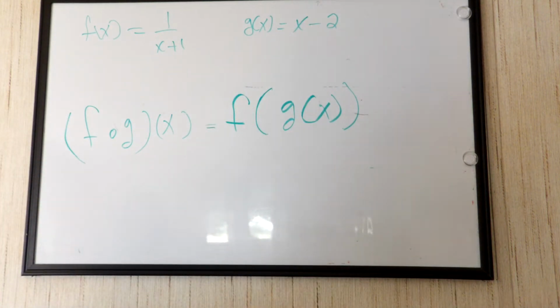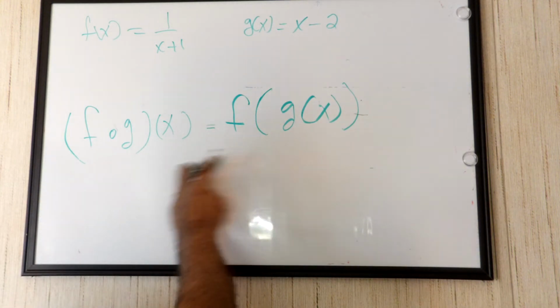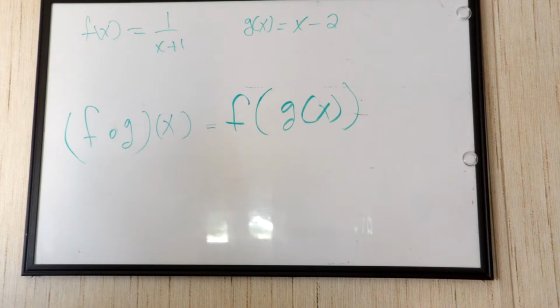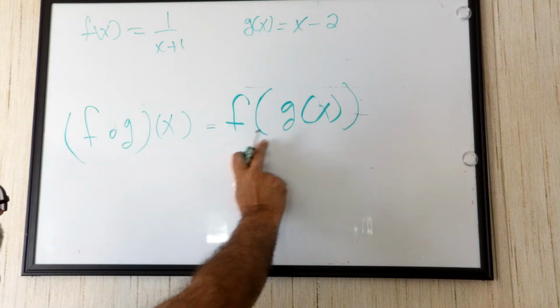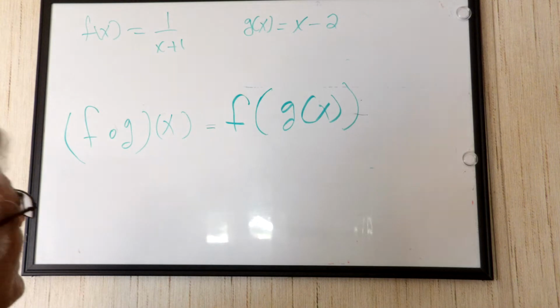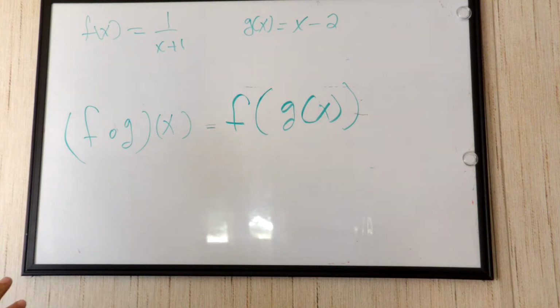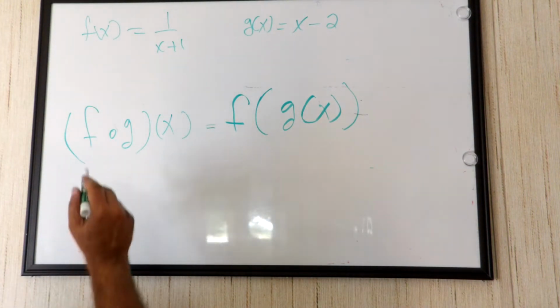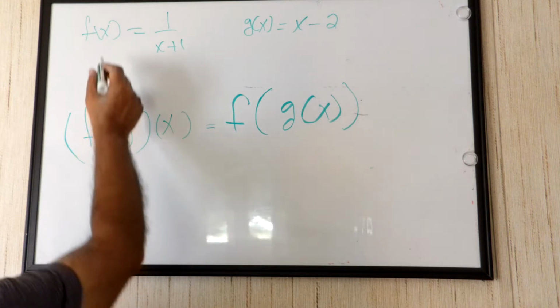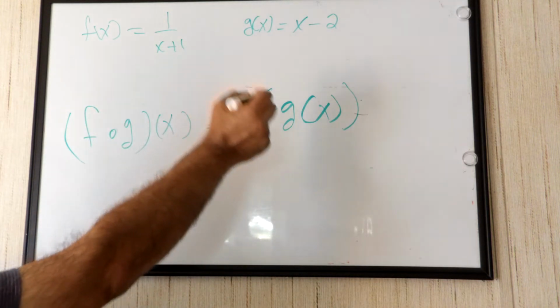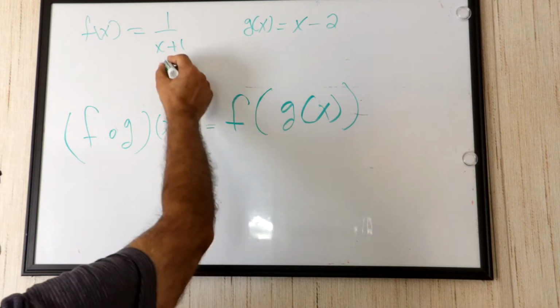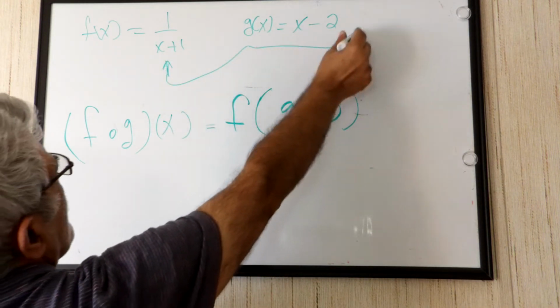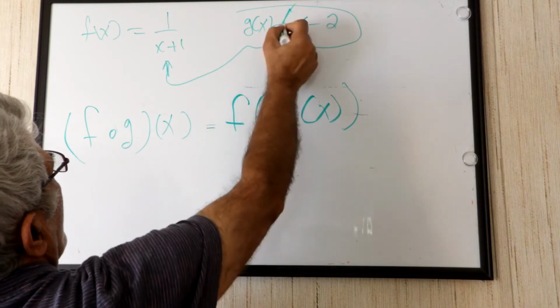How do we do that? We want to first find f of g of x, which is one function inside another function. We call it composite function. Now let's see what it talks about. This is f of x, and this is g of x. Instead of x in these, you put this one.